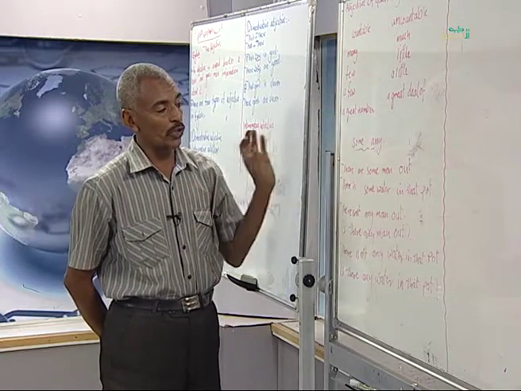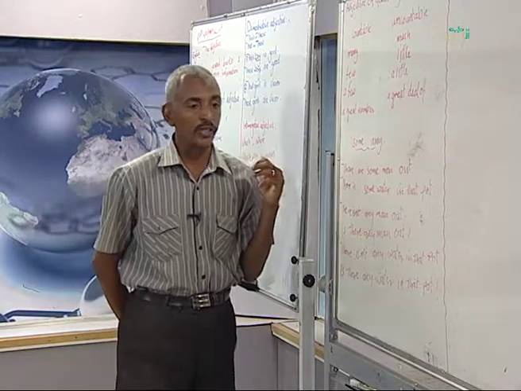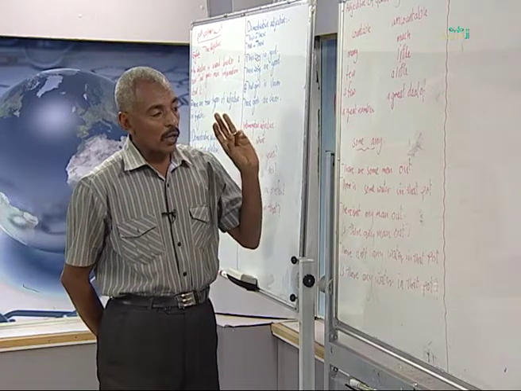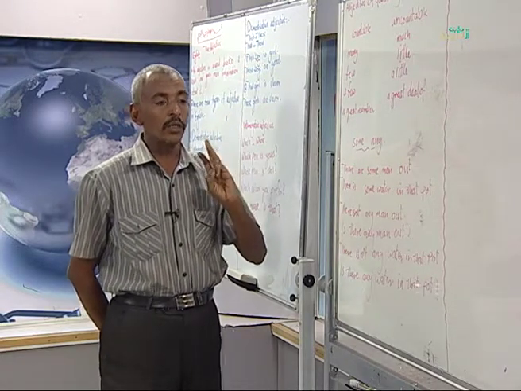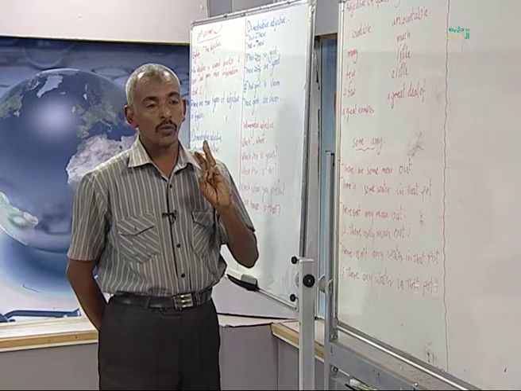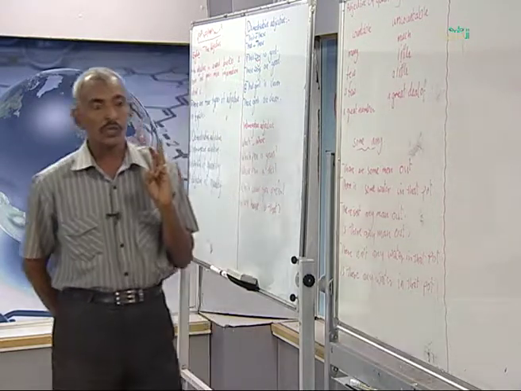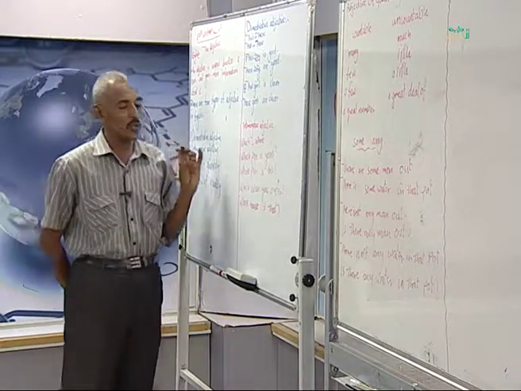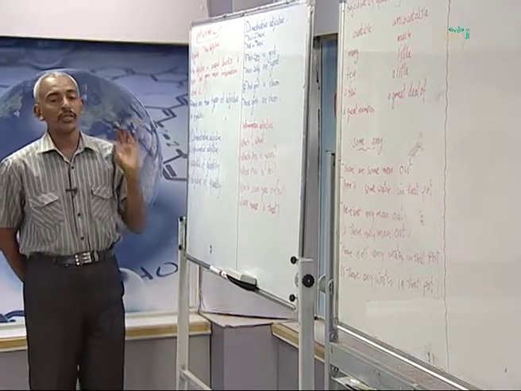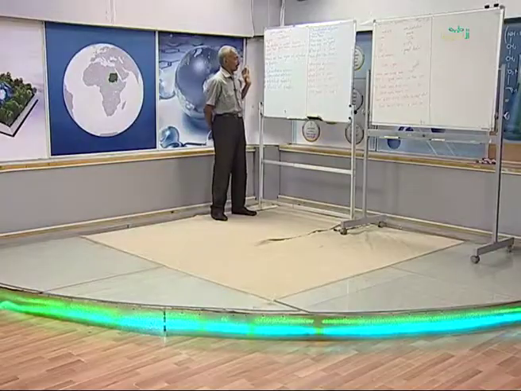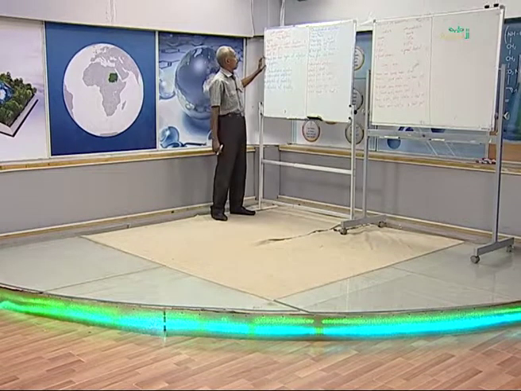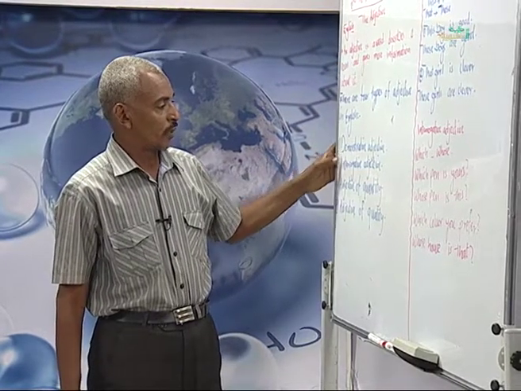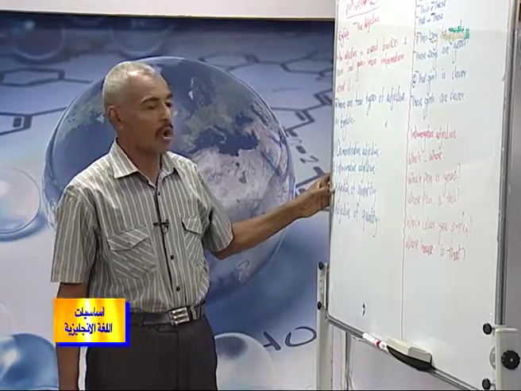The most important thing for the demonstrative adjective is that when the noun is plural, we have to use these or those. When the noun is singular, we have to use this or that. Until here, we have an idea about demonstrative adjective, interrogative adjective, adjective of quantity.